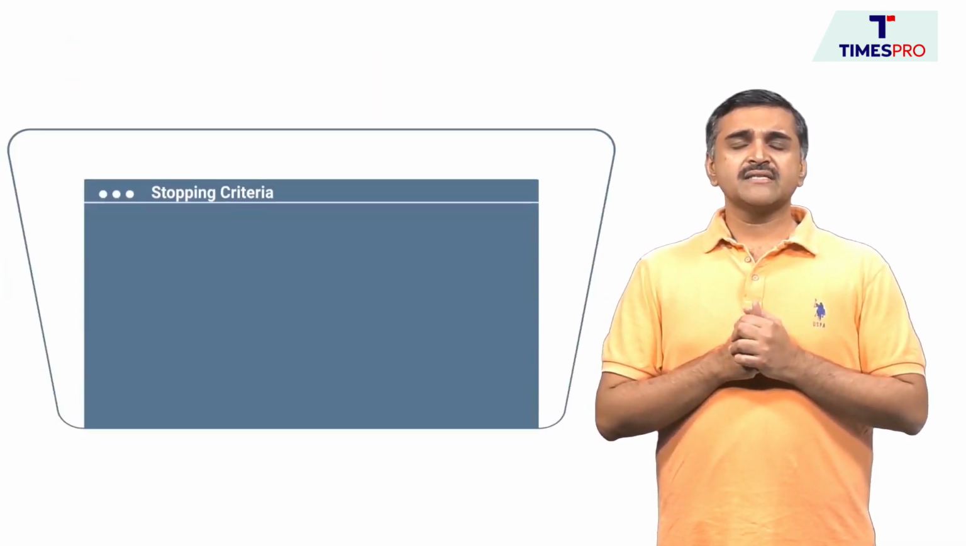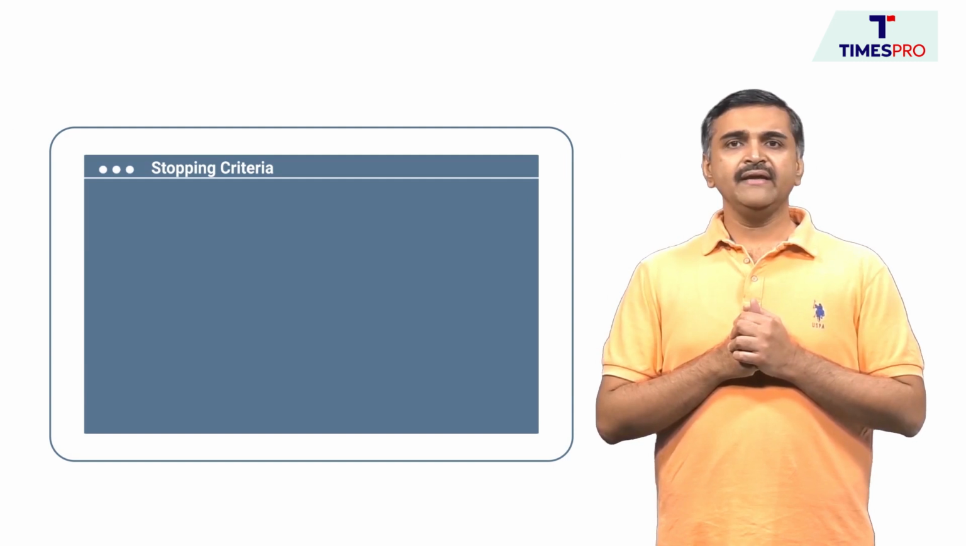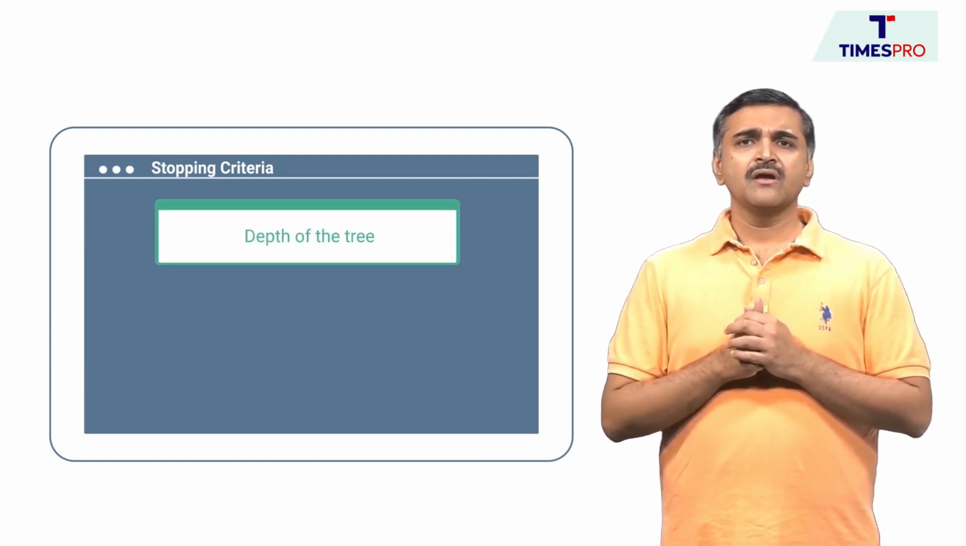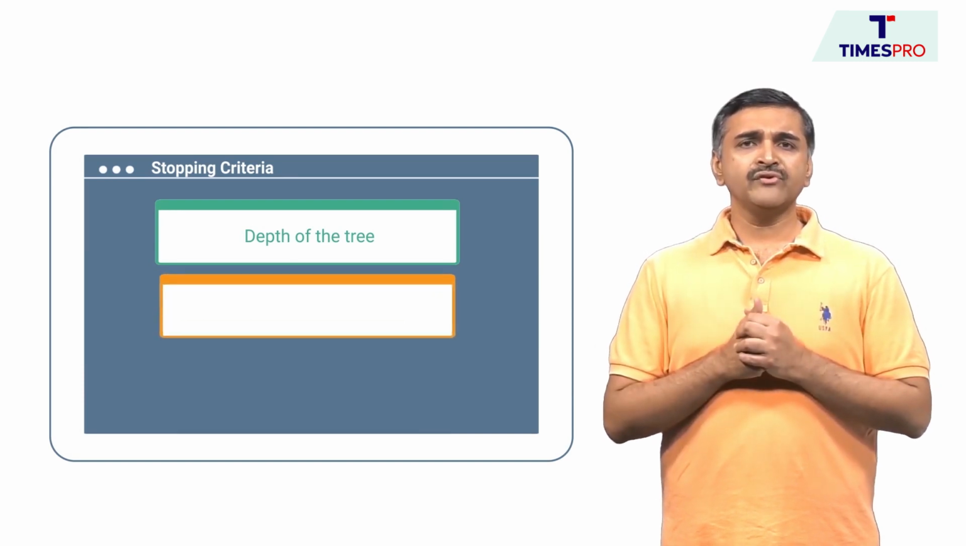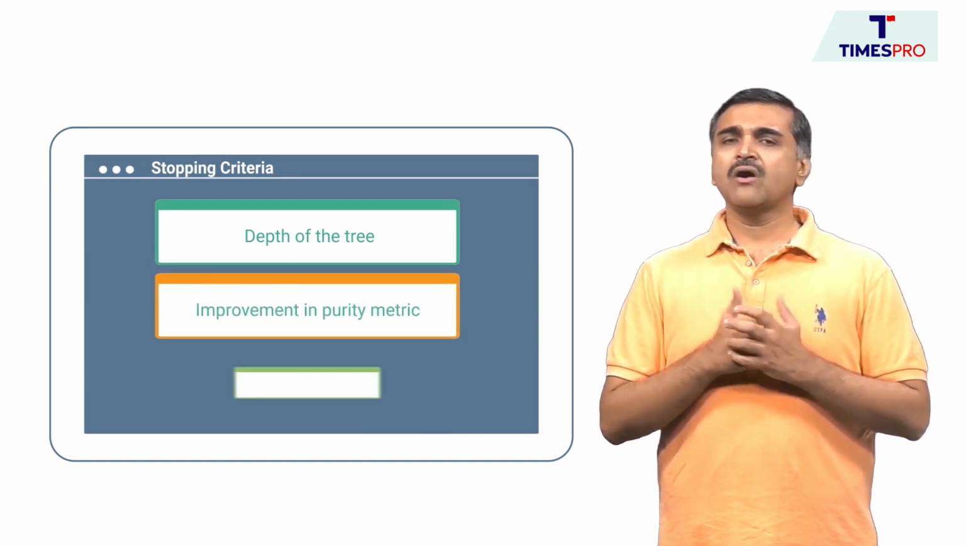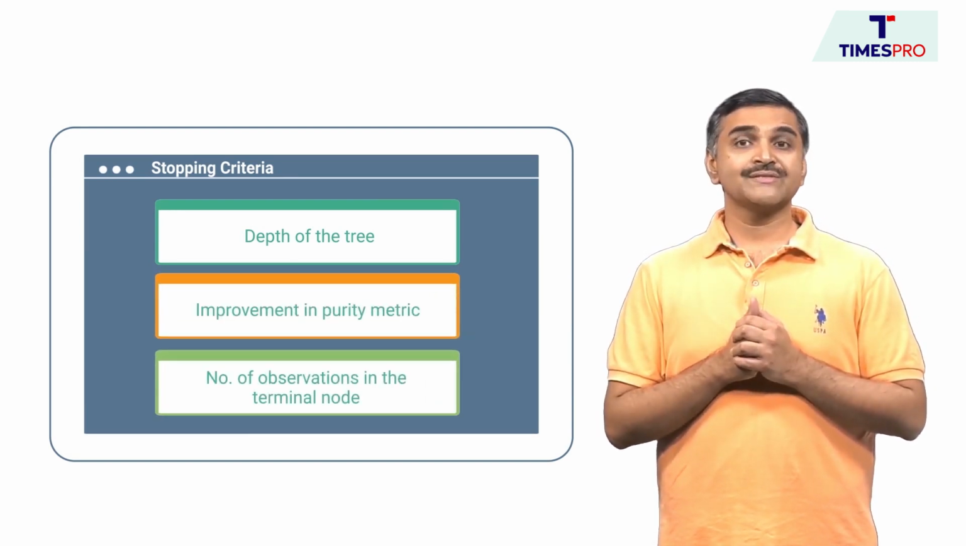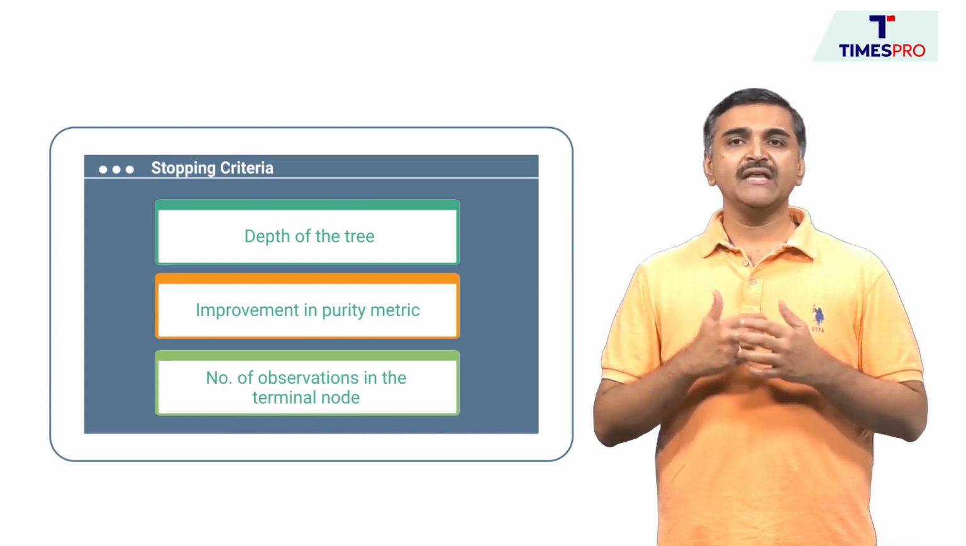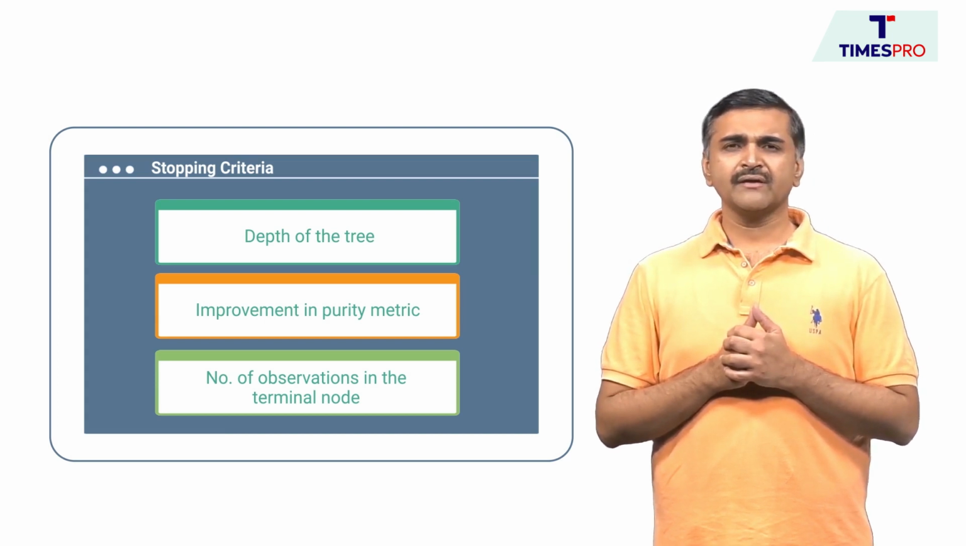Now, let's understand what that stopping criteria is. It can be either the depth of the tree, some improvement in the purity metric, or the number of observations in the terminal node. So, these would decide when the tree should stop growing.